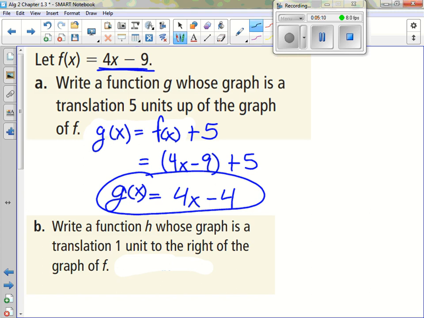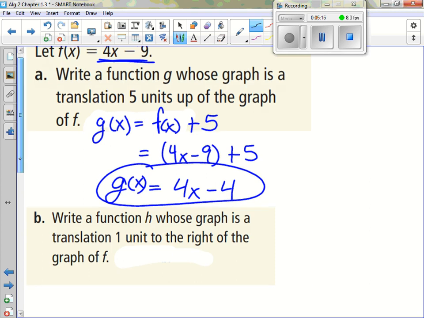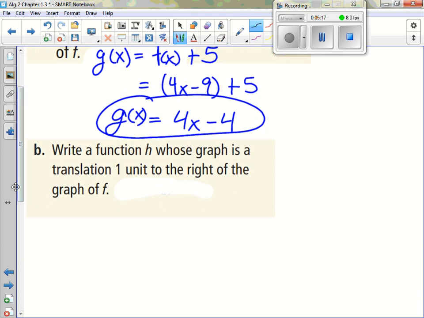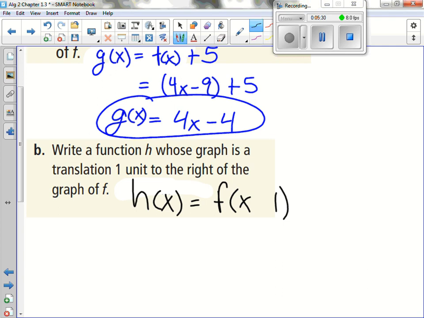Now let's look at the next one here. Write a function h whose graph is a translation 1 unit to the right of the graph of f. So h of x. If we're talking 1 unit to the right, that means inside our f of x, we're going to have 1. But because it's to the right, we don't have a plus sign. We have a minus because, again, it's opposite of what we think. So instead of having plus 1, we have minus 1 because we're moving to the right.